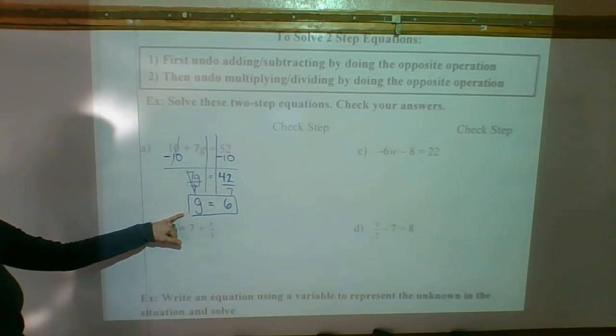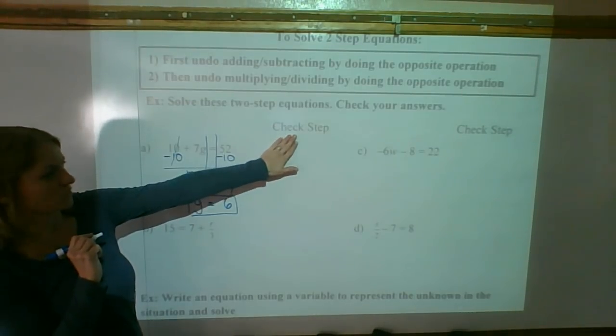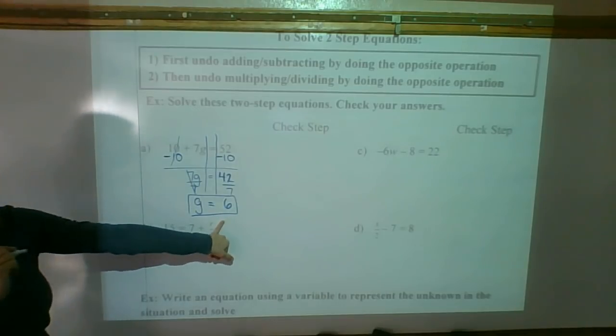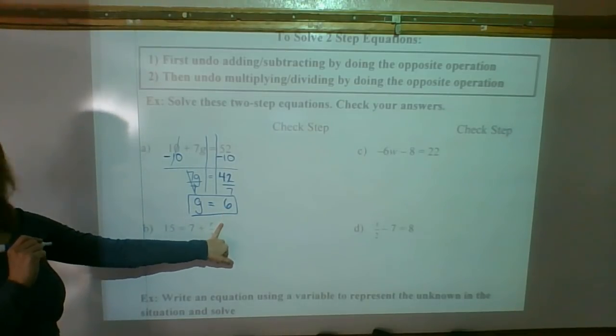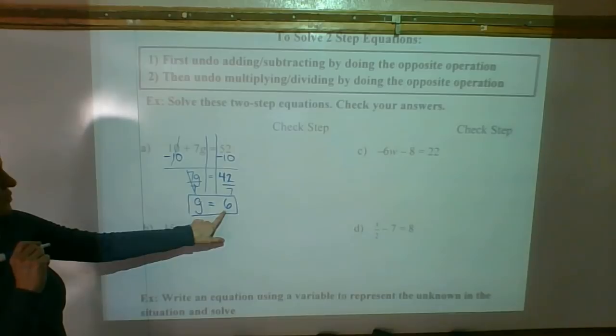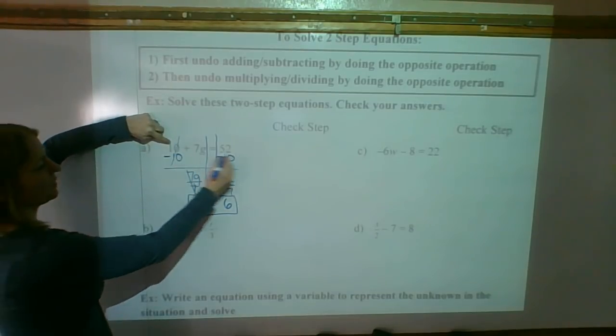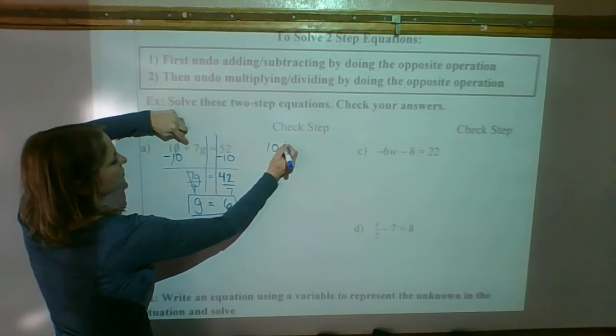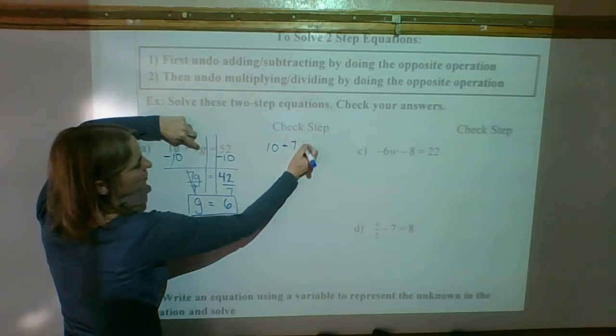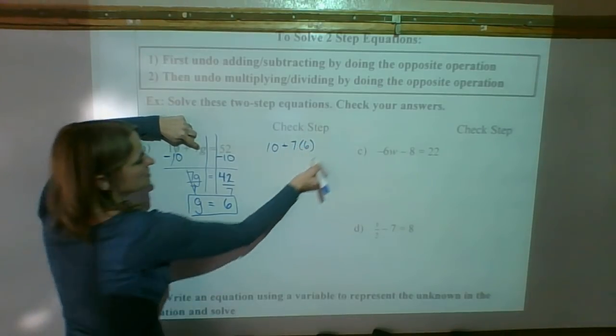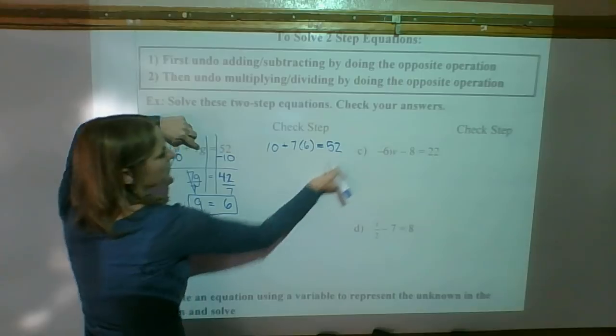So how do I know if it's right? Well, that's where this important check step comes in. That's the best part about equations: we always know if they're right by just checking and plugging it back in. So if this is what g is, all I want to do is rewrite the equation, but in place of the g, I'm going to put the 6. So I'm putting 6 where the g was, and I'm seeing, does that equal 52 or not?